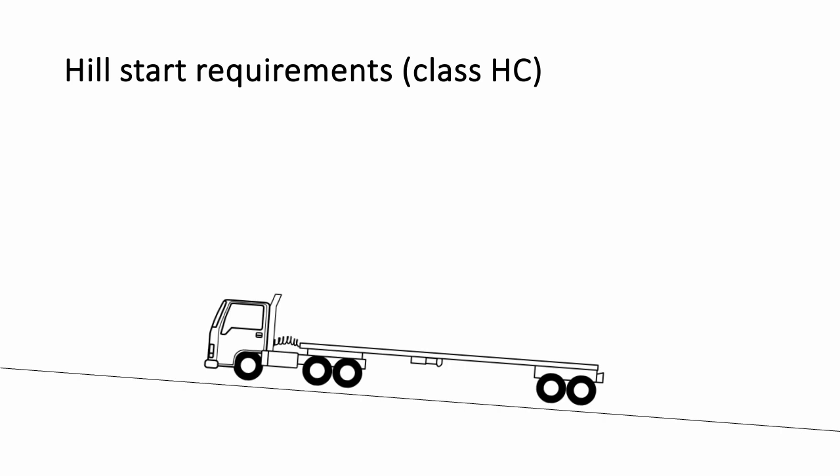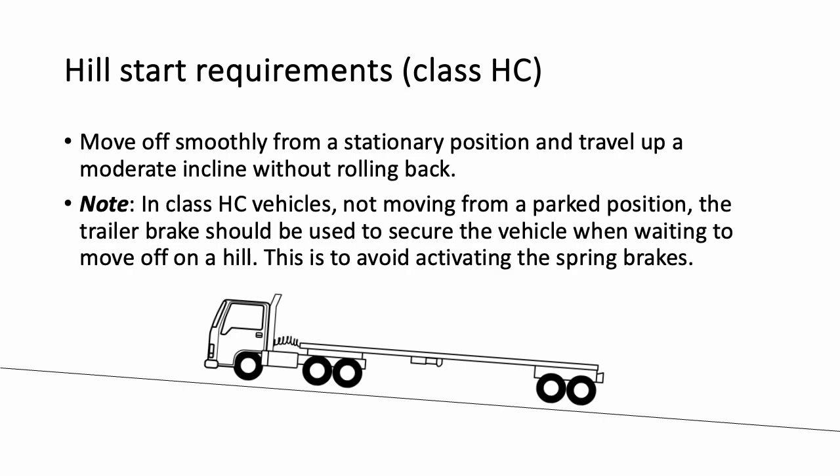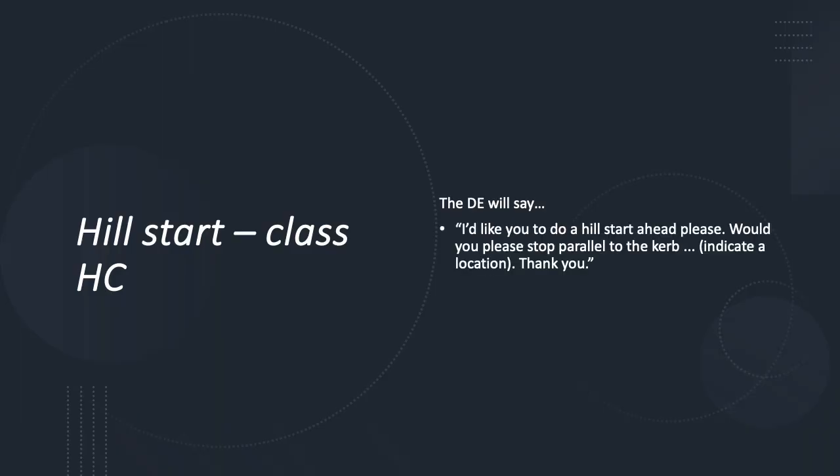Hill start requirements Class HC. Move off smoothly from a stationary position and travel up a moderate incline without rolling back. In Class HC vehicles, not moving from a parked position, the trailer brake should be used to secure the vehicle when waiting to move off on a hill. This is to avoid activating the spring brakes. The DE will say, I'd like you to do a hill start ahead, please. Would you please stop parallel to the curb, indicate a location. Thank you. Please drive off when you're ready.